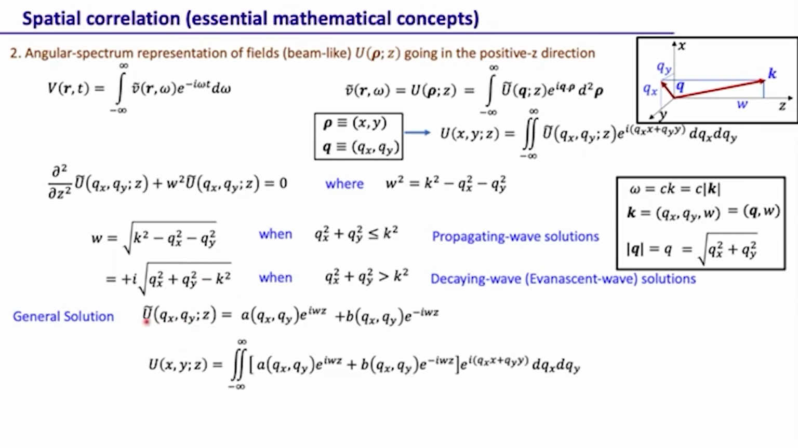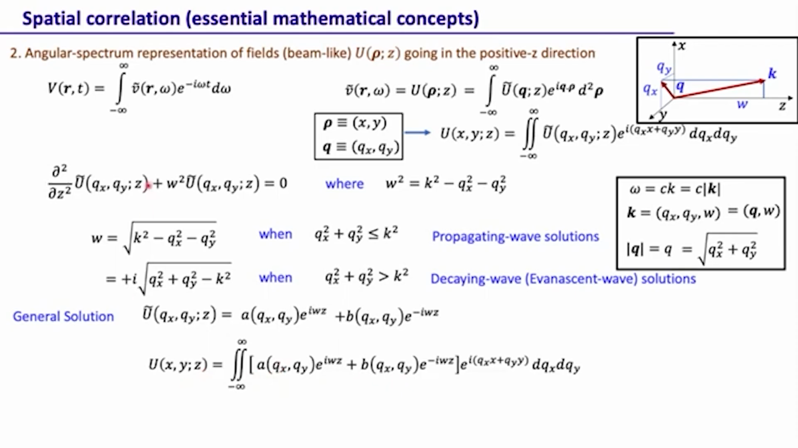So if this is a solution for u tilde (qx, qy, qz), then the u(x, y, z), this quantity, we can just write as this. This is simply writing this equation by replacing this u tilde by this quantity. So that's the general solution for u(x, y, z) that we have.